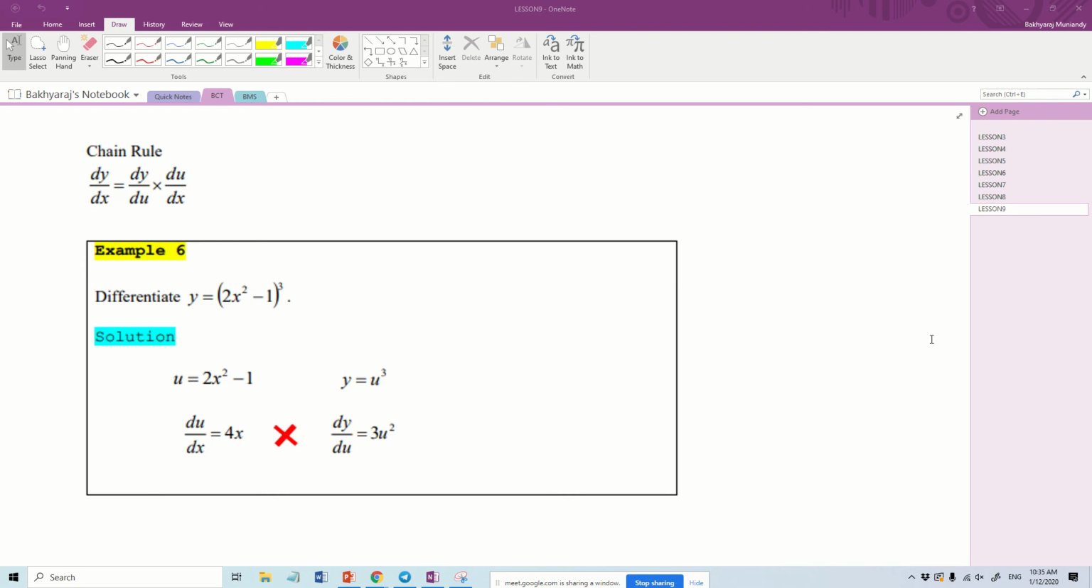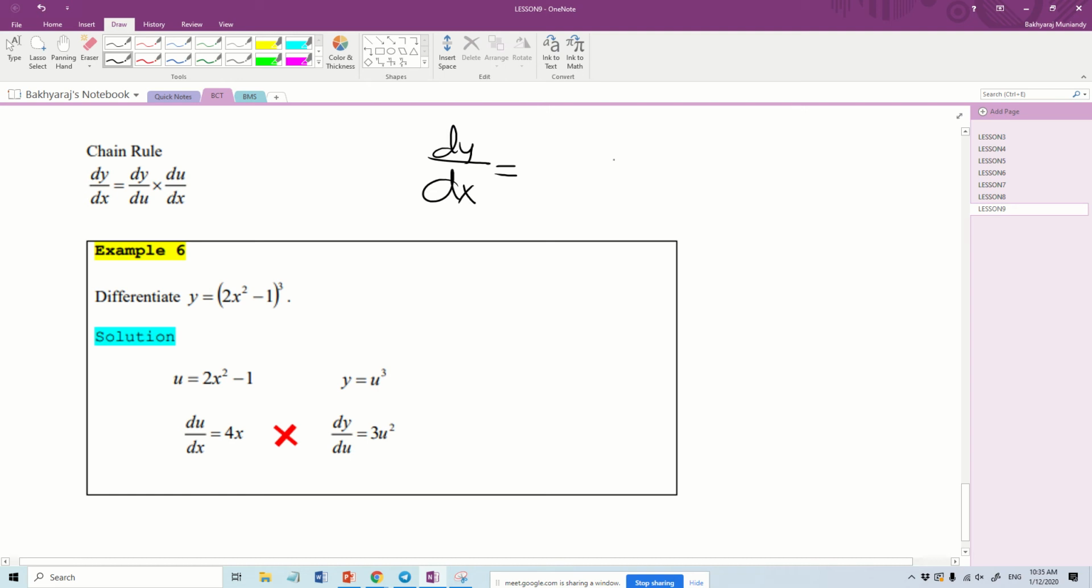Okay, now I'm continuing the chain rule. This is another important thing that you should know. Let me recall what the chain rule is. Chain rule is actually what you see when you look at the formula, dy over dx.